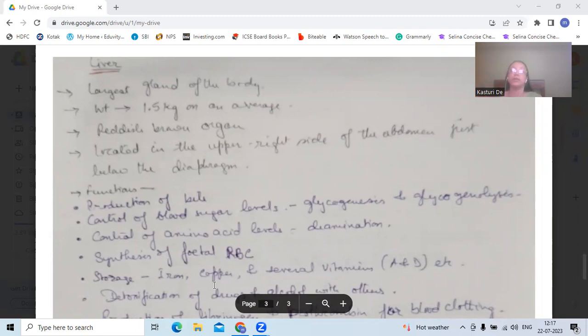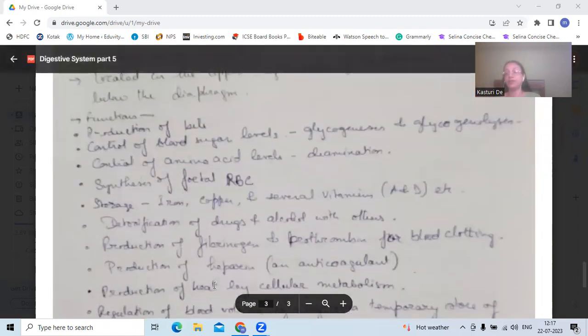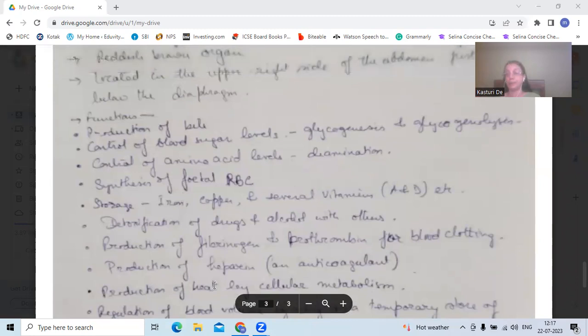Now, what are the functions? We know the main function of the liver is production of bile. We have studied bile earlier. Now, the rest of the functions we will study.